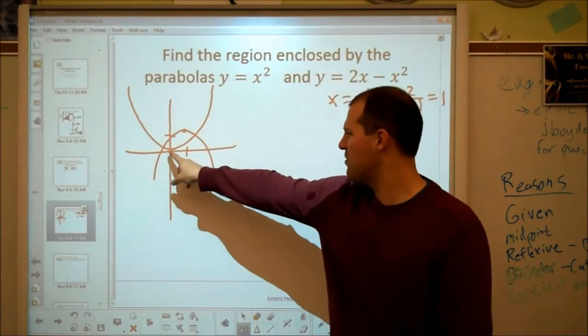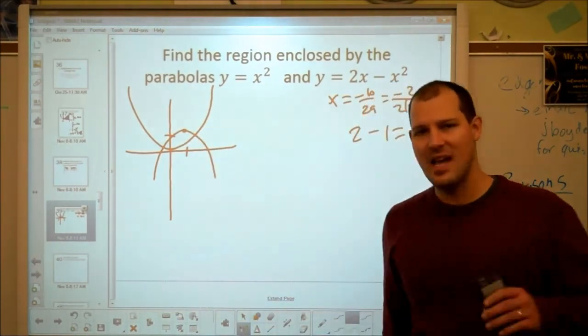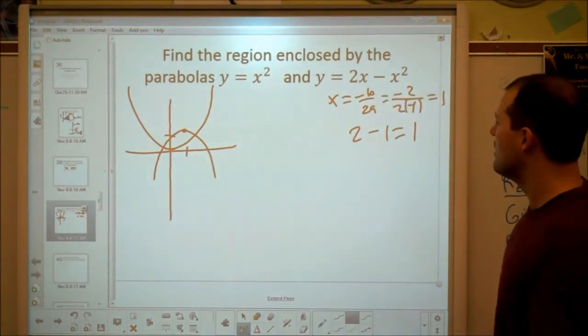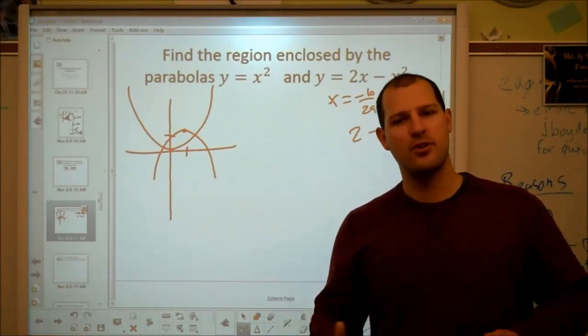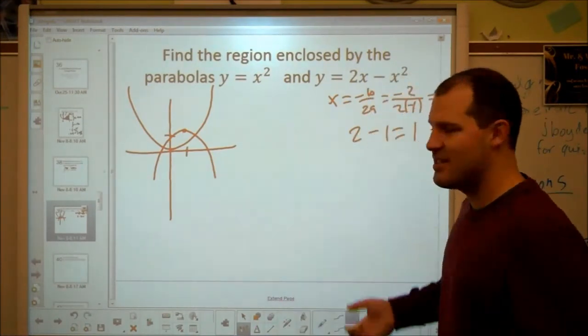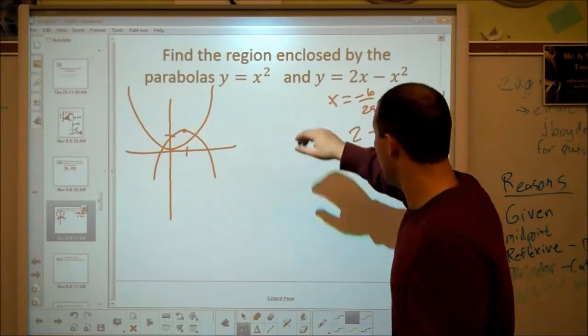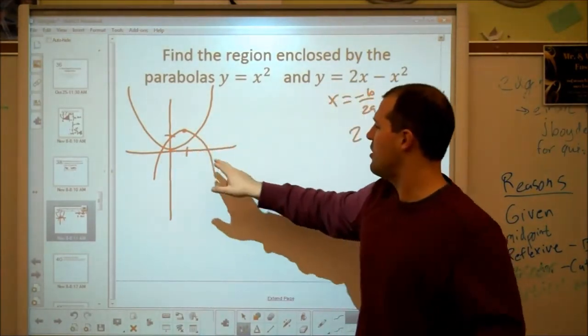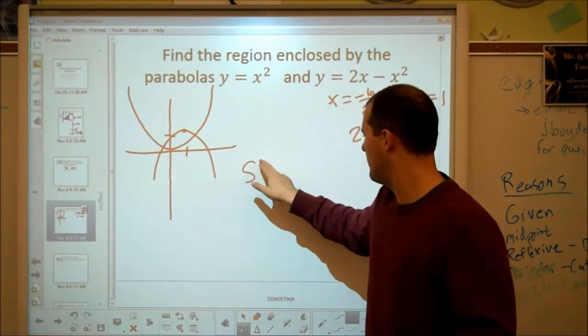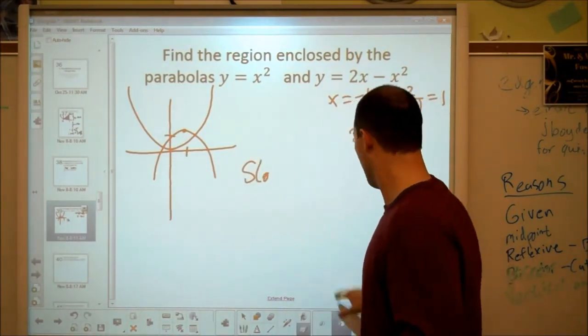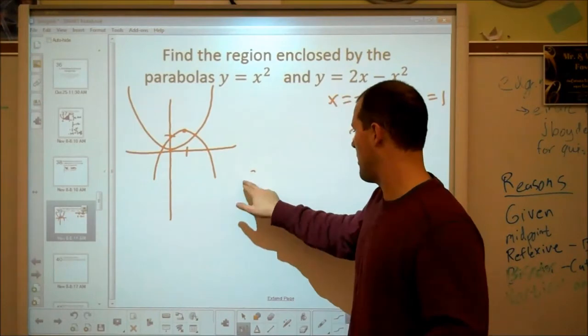And I don't know where that intersection is, and I don't exactly know where that intersection is either. So what I'm going to do is set these two parabolas equal to each other. I know which one's the upper function. The upper one is this one that opens down. I'm trying to figure out where these points of intersection are. Okay, here's what that's going to look like. I'm going to call that solving for bounds.